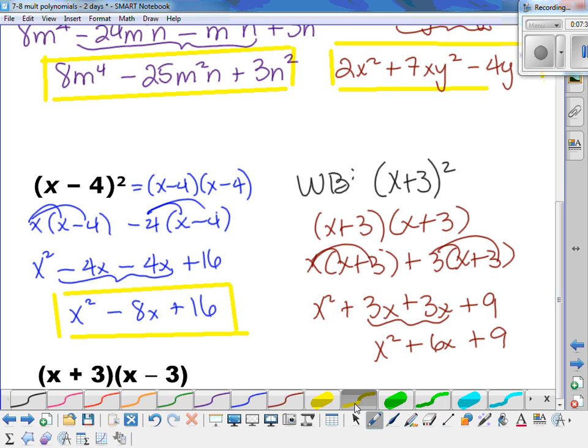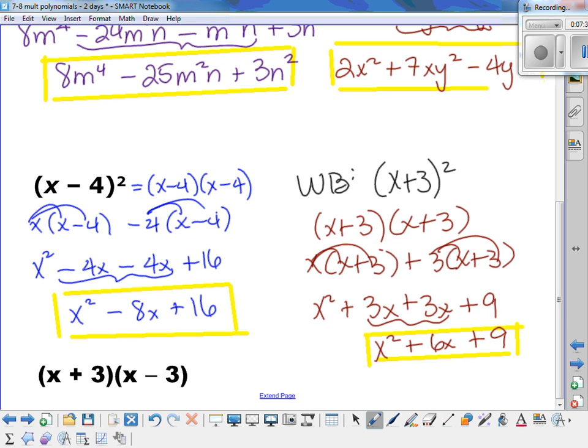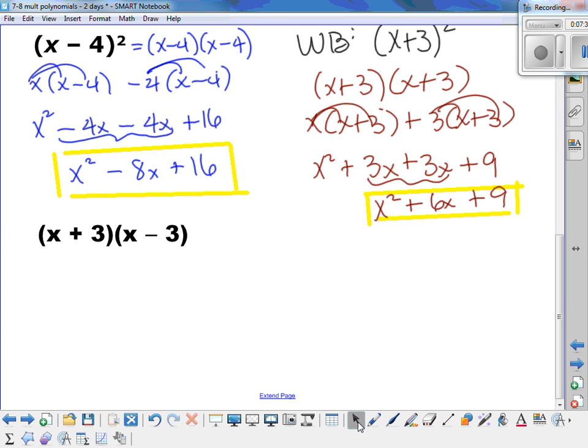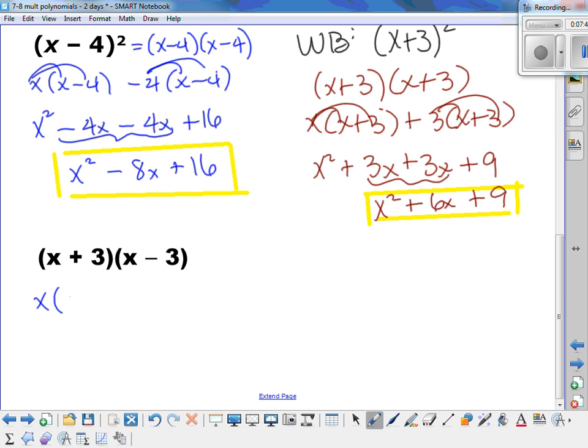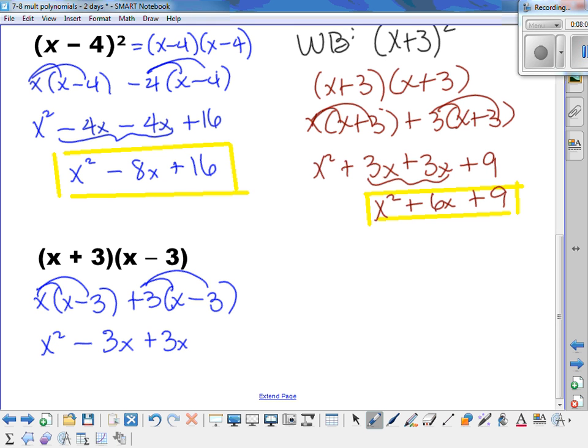Alright. Let's do this one in your notes now. X plus 3 times x minus 3. Alright, so I have an x times x minus 3 and a plus 3 times x minus 3. X times x is x squared. X times negative 3 is minus 3x. Plus 3 times x is plus 3x, and then that comes out to a negative 9.